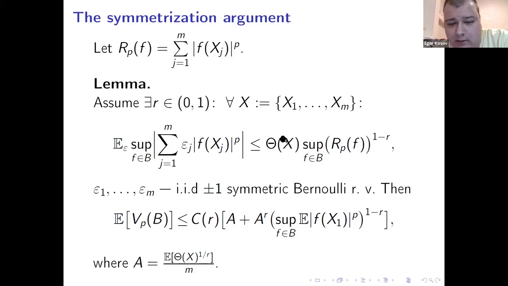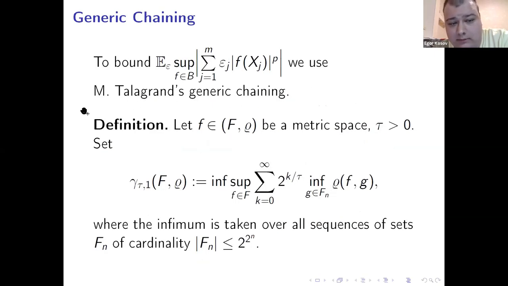Assume that we have this bound for any points, and here the power is less than one. This is crucial, with some theta dependent on the points. Here epsilon are independent and identically distributed symmetric Bernoulli random variables with values plus or minus one. If we have this, then the expectation can be bounded by this quantity. And again, we are interested in A. What is A? A is this. So we need to provide such bounds to obtain the results that I have mentioned above. And the approach is very standard. We use Talagrand's generic chaining technique to bound the supremum of a random process.